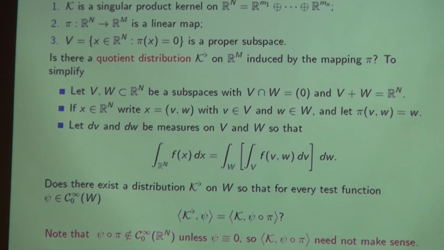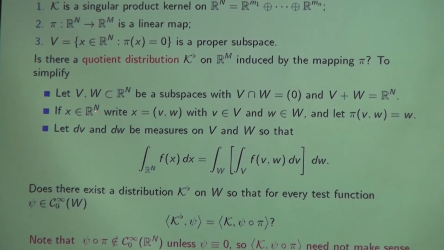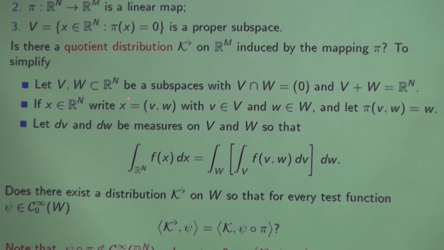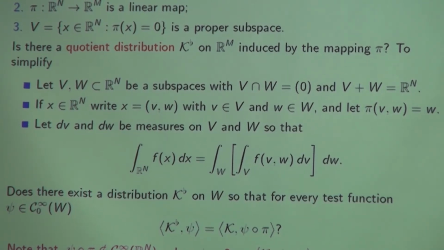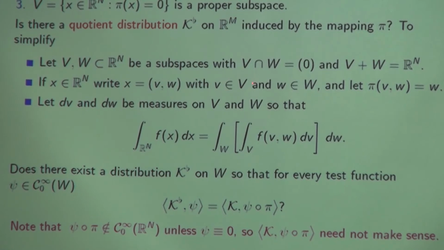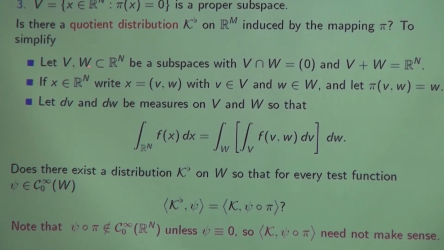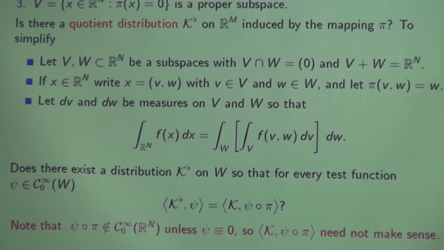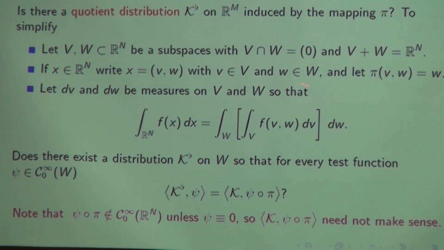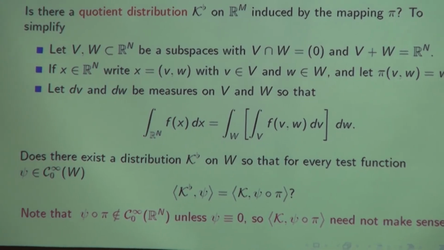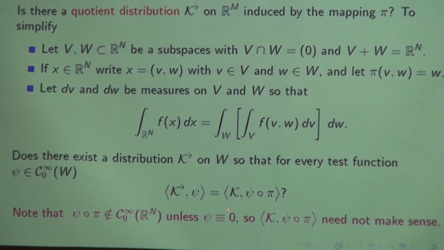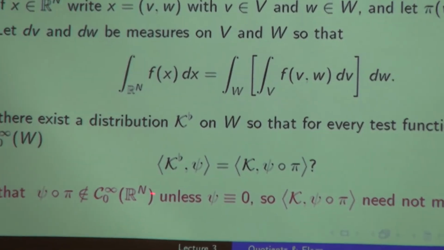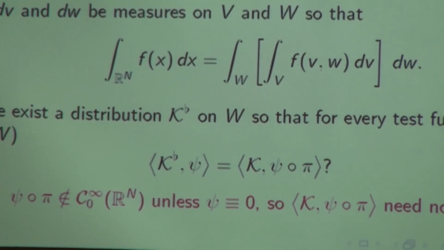And to make the calculation a little easier, let's think of the following way. Let's let V be the kernel of this linear mapping, and let's choose a subspace W in R^N which complements that V. So I have the intersection 0 and the sum is R^N, and given any x in R^N, I can write it as a pair (v, w), and so on with pi(v, w) is w. And let's suppose we've put measures on V and W so that I have a Fubini theorem here, all right? What I'm really asking is, given a distribution upstairs, can I get a distribution downstairs which satisfies this? Take a function, compose, and then try to apply the distribution.